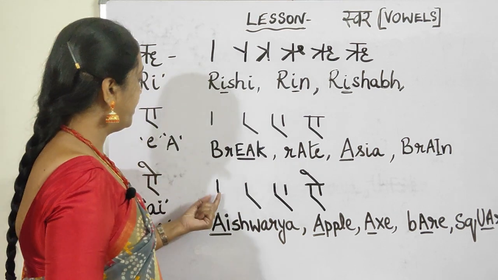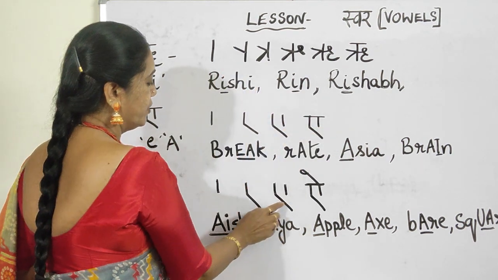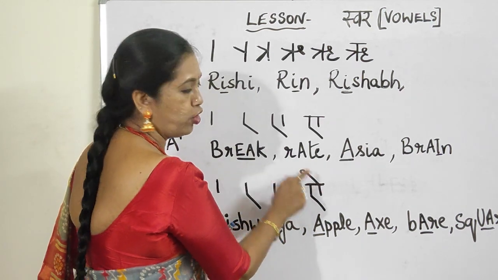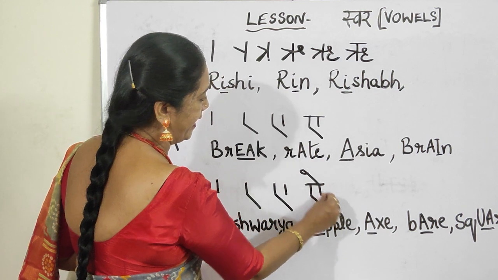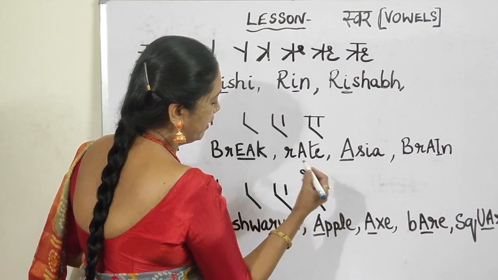Okay? Now, same way like how this has been written, it is written till here. After that, you have a stroke on top which comes on the second line. Okay? So, this stroke should come on the line here.